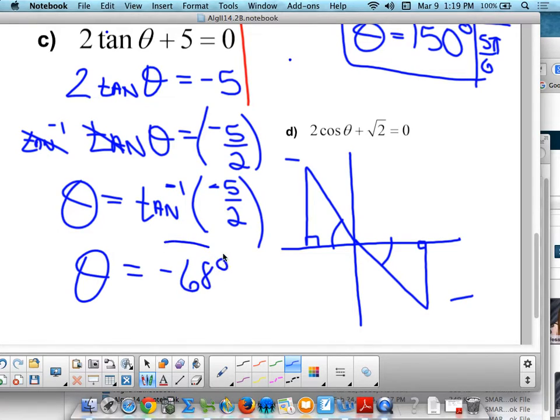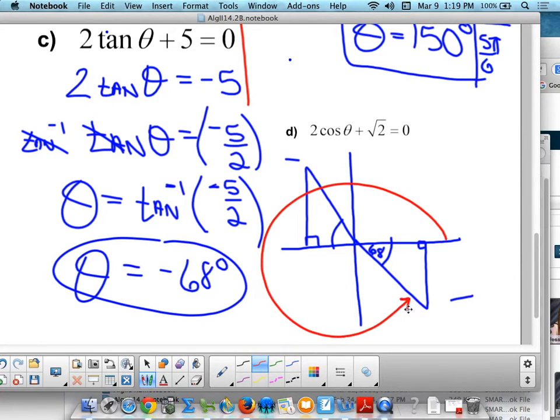Negative 68 degrees. Okay, well guess what? That's right. Here or here? Right, left or right? Isn't it this one? Down 68, right? Okay, so guys, if I really wanted that answer, I would just say it's negative 68 or 360 minus that piece. 292. It's really 292, right? If I stick with the positive version, it's 292.